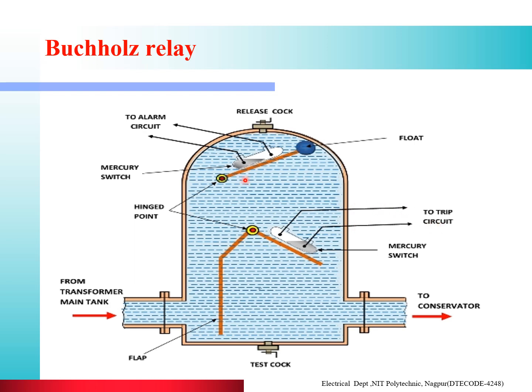The basic working principle of this Buchholz relay is based on two types of fault. First is the incipient fault, meaning the slow developing fault. In the slow developing fault, this upper mercury switch will be operated, and in case of a severe fault such as a short circuit, this lower switch will be operated.